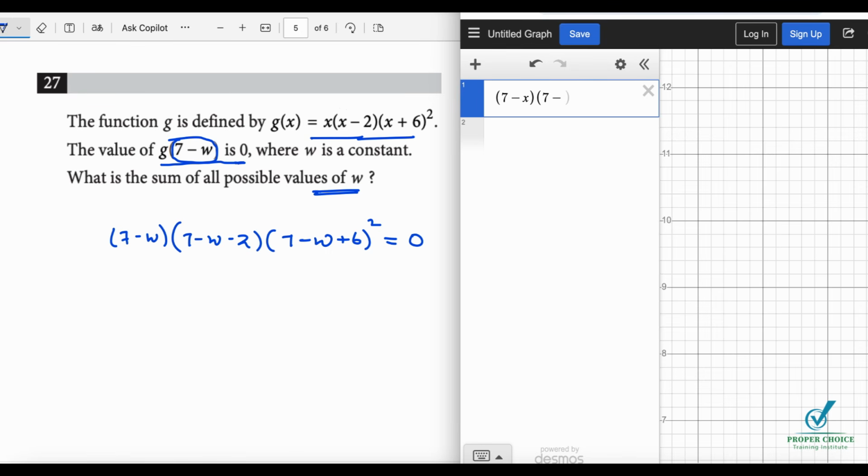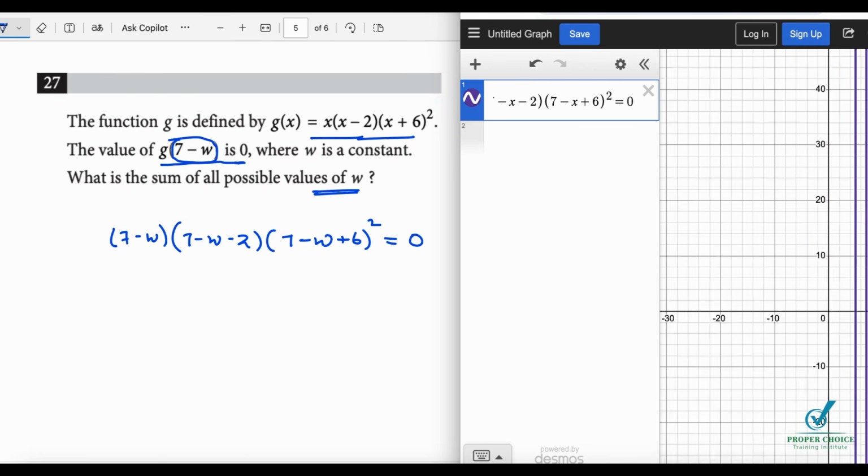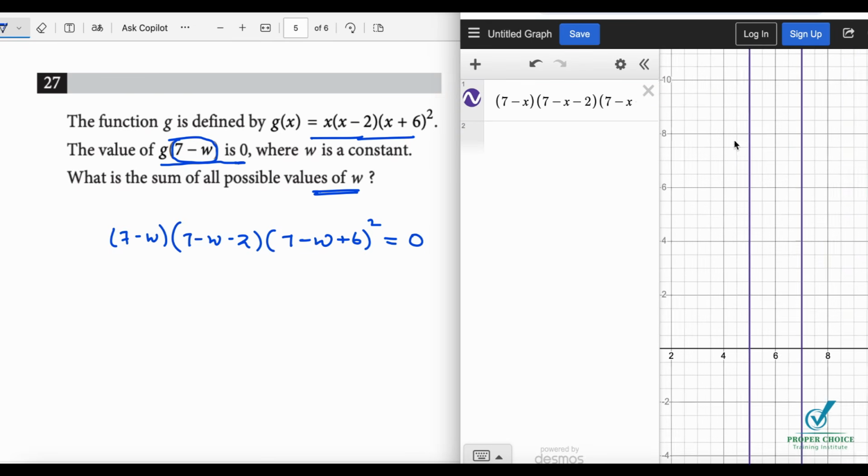7 minus w minus 2, 7 minus w plus 6. Oh, I'm sorry, why am I writing it as w? I told you to type it as x. Okay, x plus 6, but you have to make it a square. Set it equal to 0. Now you'll be getting some values of x, by the way. So what are those values? Those are the values of w.